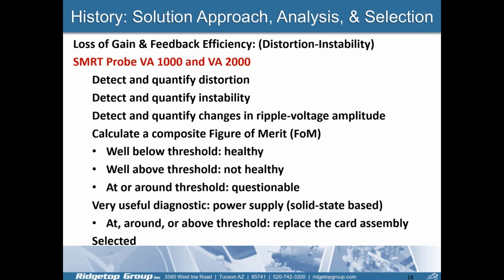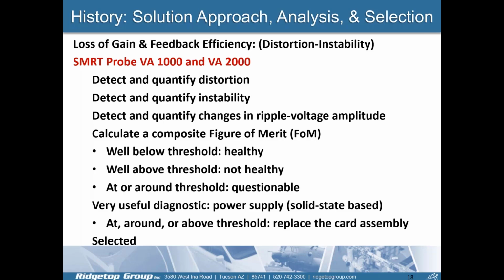Another one was loss of gain and feedback efficiency, basically distortion and instability. We came up with methods that could detect and quantify distortion. We could detect and quantify instability. And we could detect and quantify changes in ripple voltage amplitude. And we use those three to calculate a composite figure of merit.